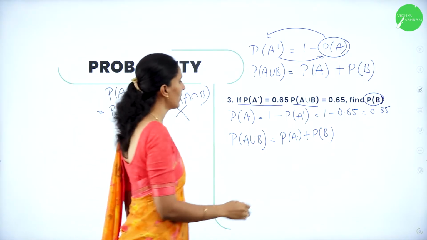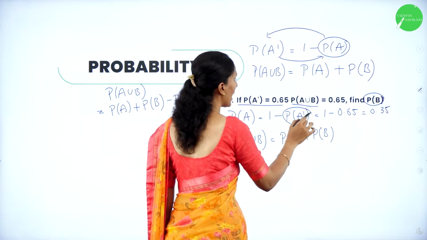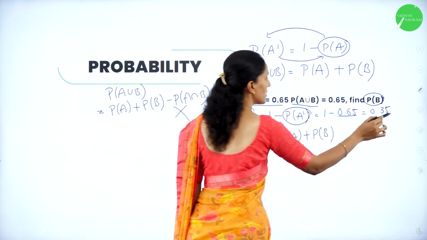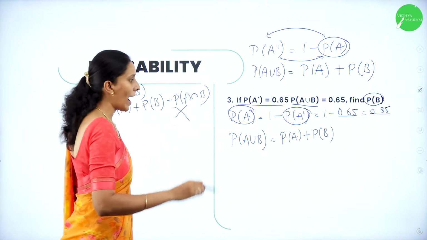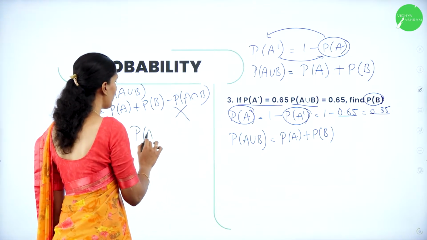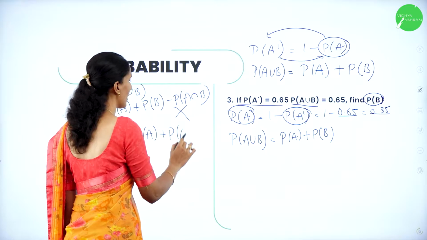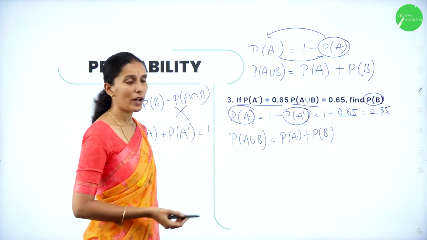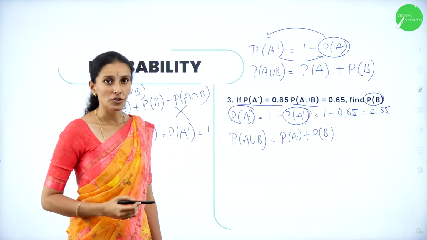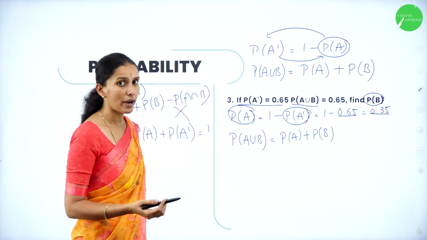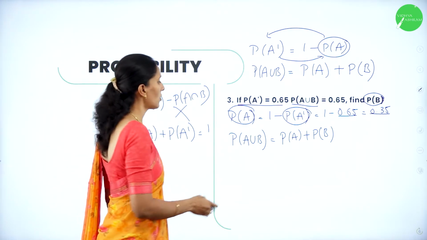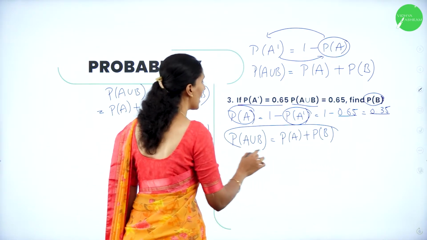Very simple technique. So you have P of A dash, which is 0.65. You have P of A, which is 0.35. When you add it, P of A plus P of A dash is equal to 1. If they are equal to 1, then they are disjoint. When the two sets are disjoint, we say they are mutually exclusive events. So therefore, I am using this formula here.